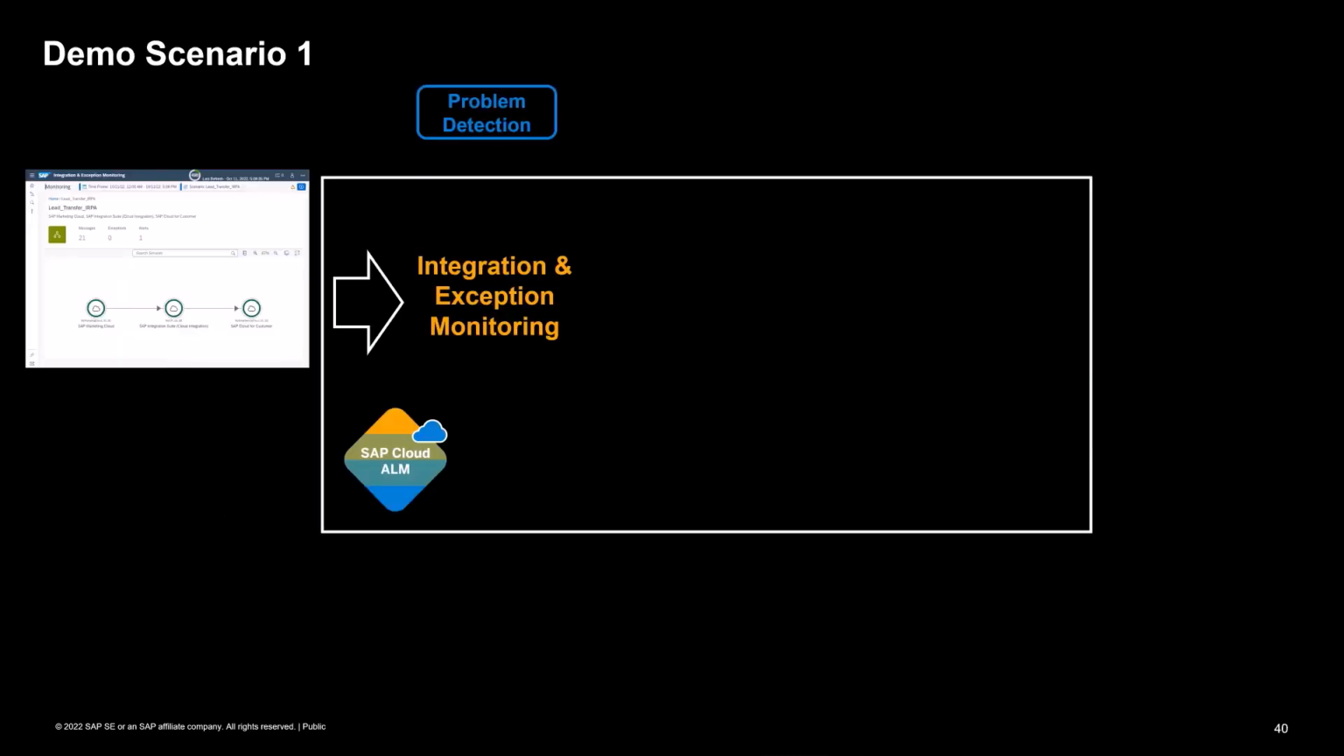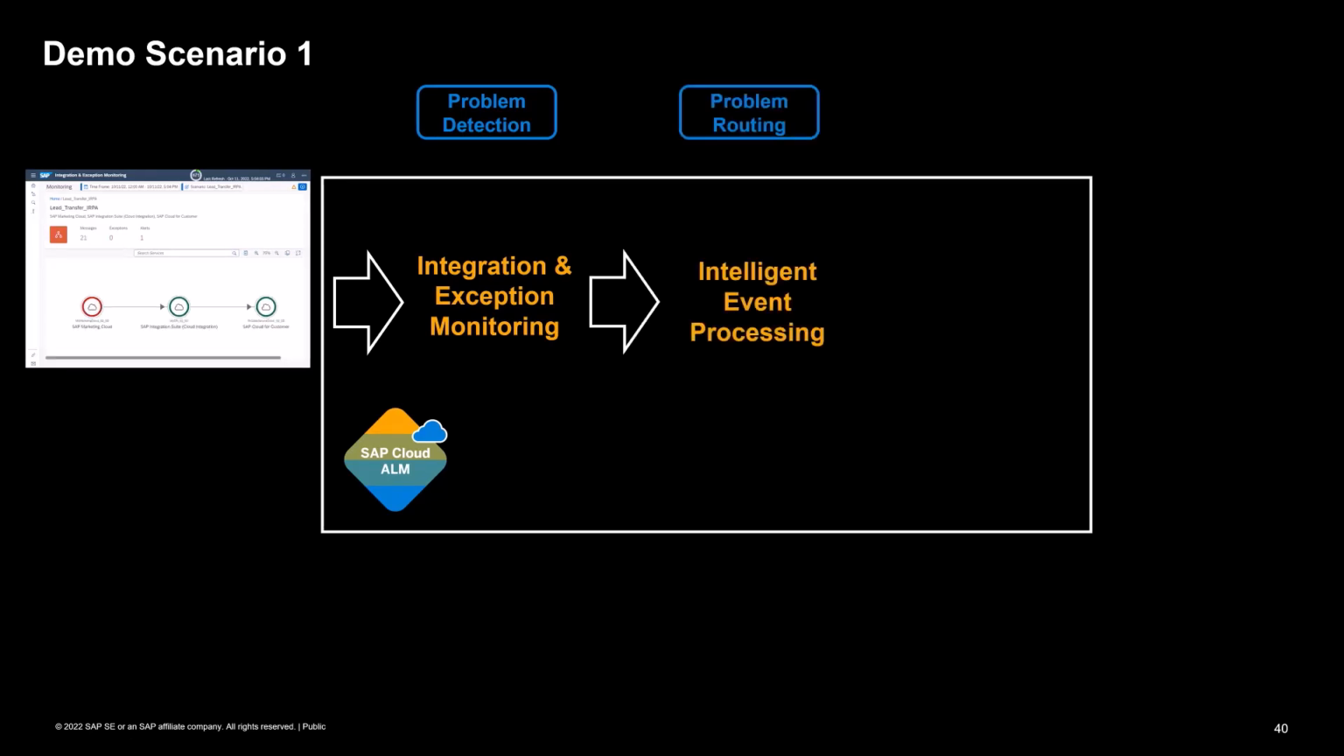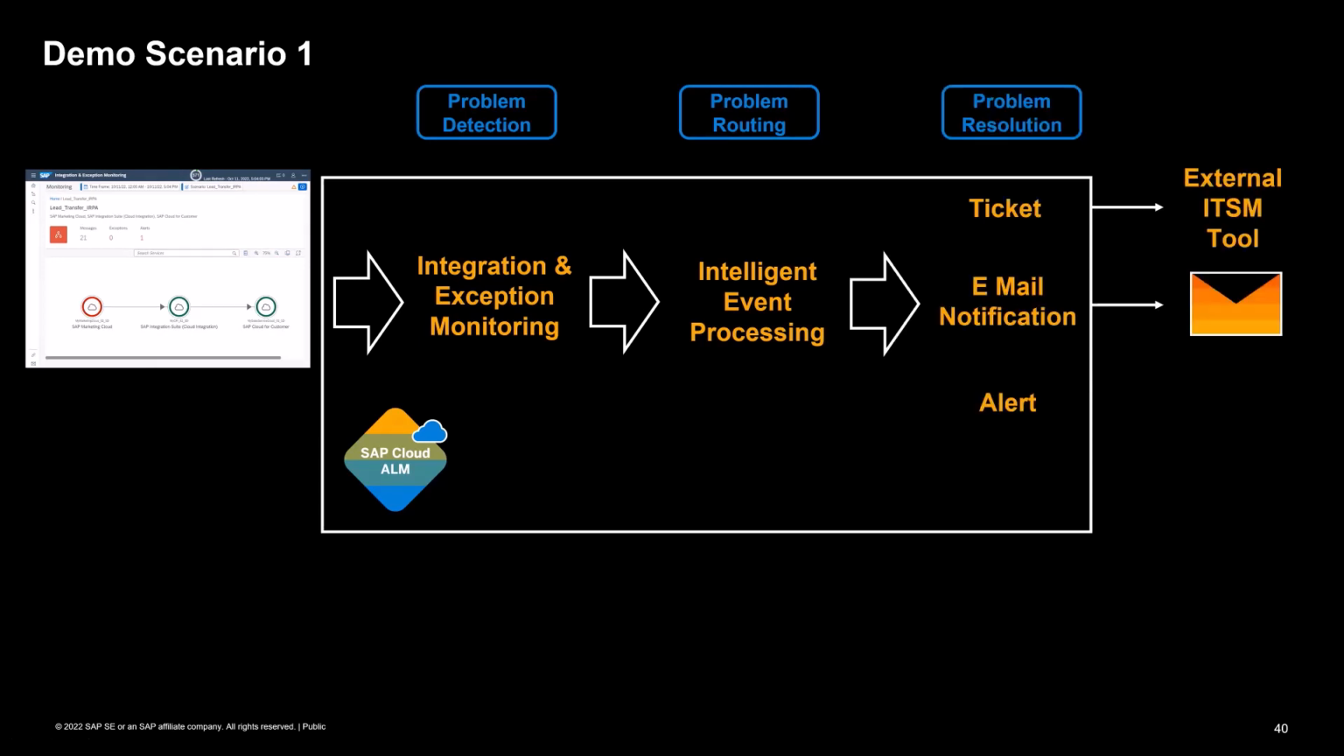So let's have an overview before we go into the details. The customer is using integration and exception monitoring to monitor the health of the scenario. As soon as an issue is detected, for example stuck messages, integration and exception monitoring triggers an event to intelligent event processing as part of the problem routing capabilities. Intelligent event processing then triggers several outbound channels. For example, it creates a ticket in an external ITSM tool, it can send an email notification to predefined recipients, and in this example it can also trigger an alert.